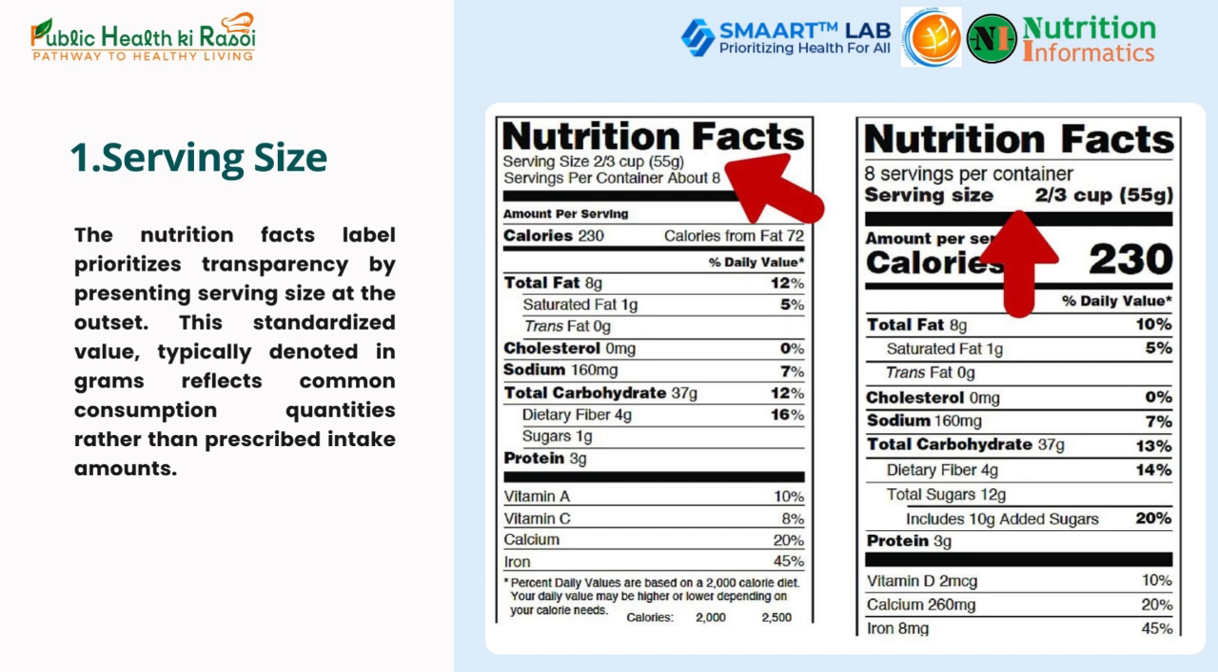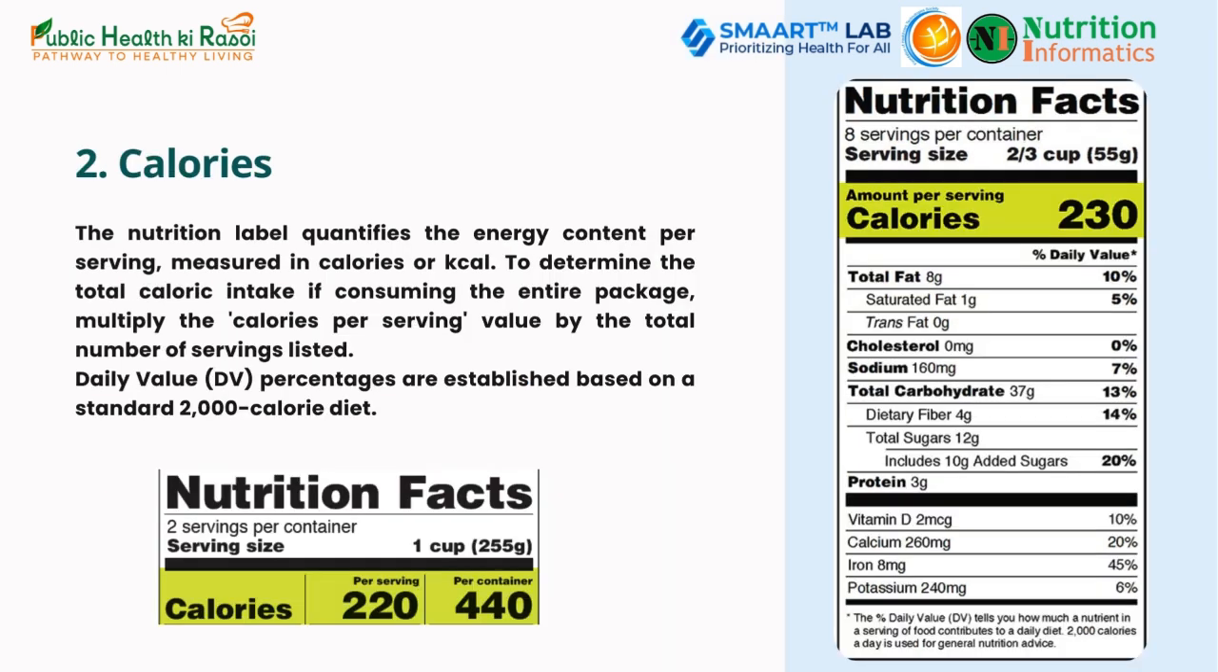Next, we have the calories. The label quantifies the energy content per serving. To find the total calorie intake, if you consume the entire package, multiply the calories per serving value by the total number of servings listed. Daily value percentages are based on a standard 2000 calorie diet.